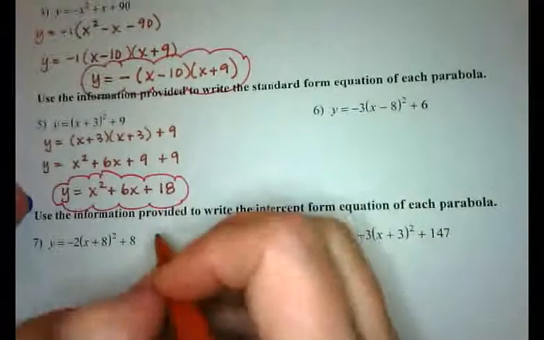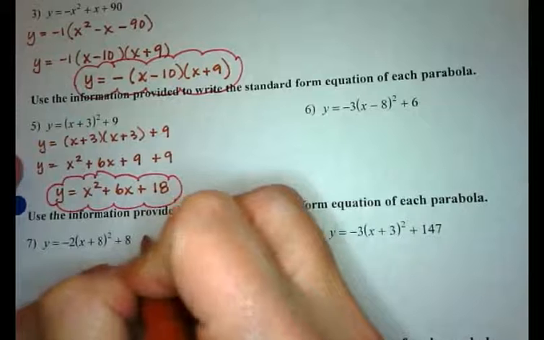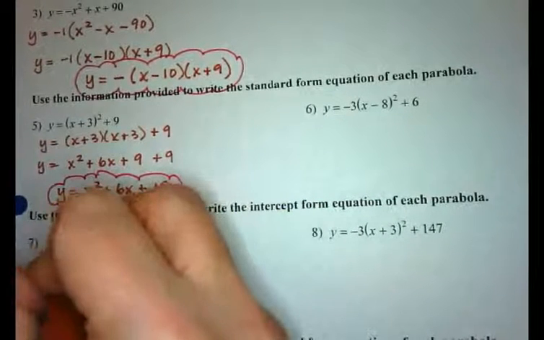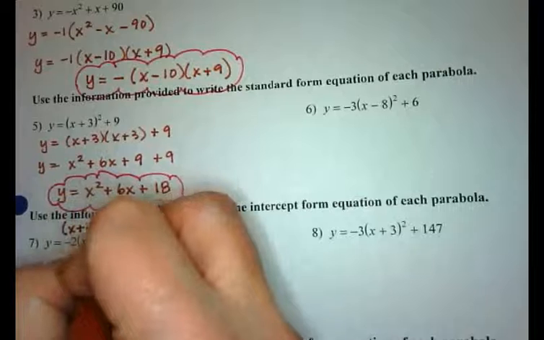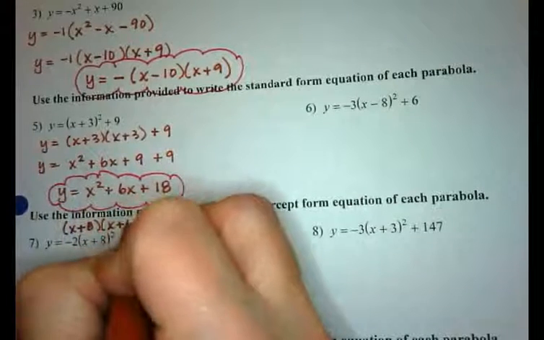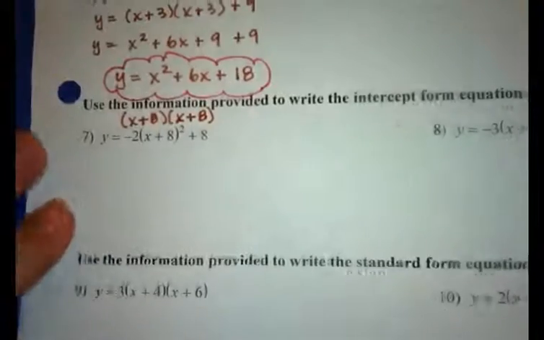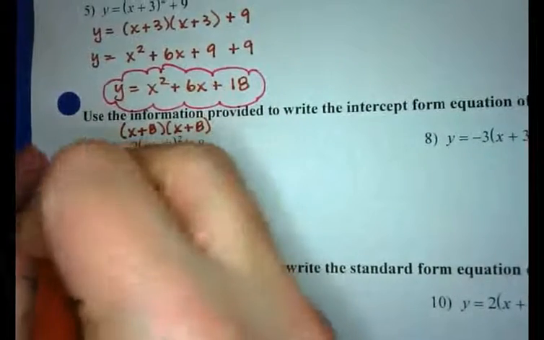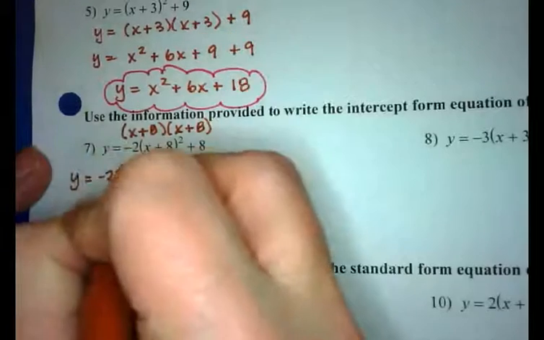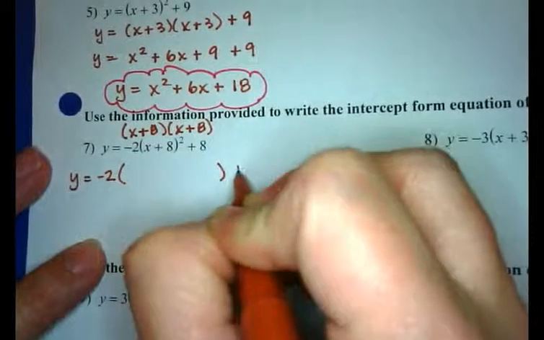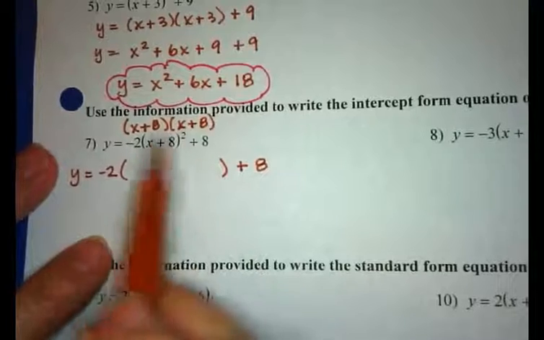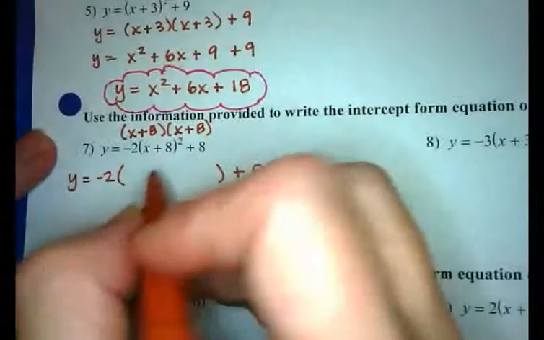So first thing that I'm going to do is rewrite this, actually I might write it right up here, x plus 8 times x plus 8. Because the first thing that I need to do, I'll zoom in a little bit for you, is to FOIL this. So the -2 is still out there and the plus 8 is still on the end. What I'm going to do now is multiply x plus 8 and x plus 8.